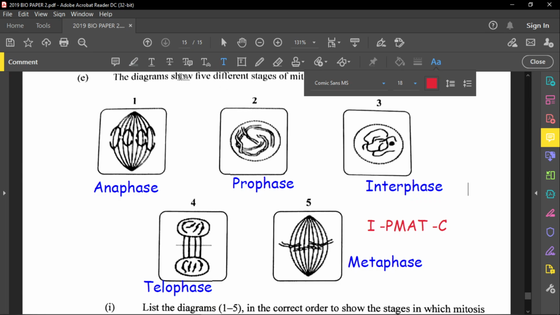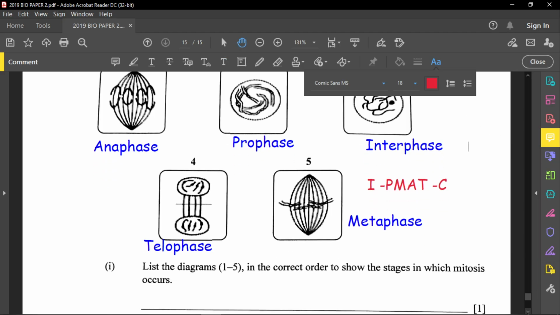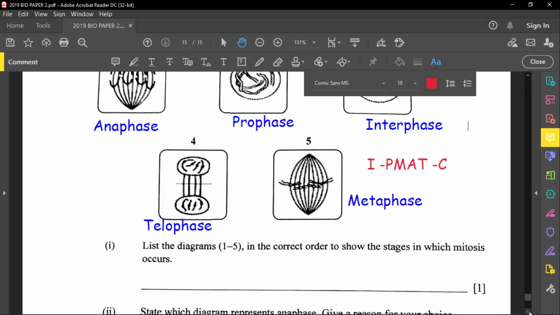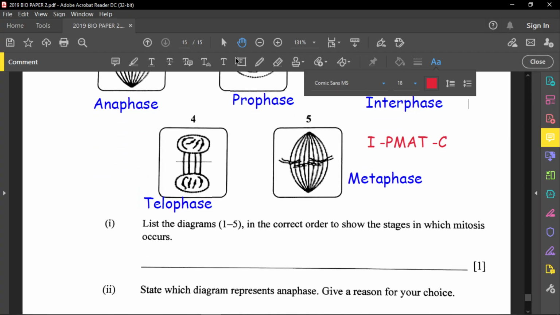All right, great. So let's move on to the next part of the question here now. It asks us to identify these in order. So in the correct order, the first thing that will take place here, as I mentioned, I, P, MAT, C. So the interphase will be first. So we're going to have interphase first. All right, so interphase will be the first thing up in here. So let's put it here, number 3.